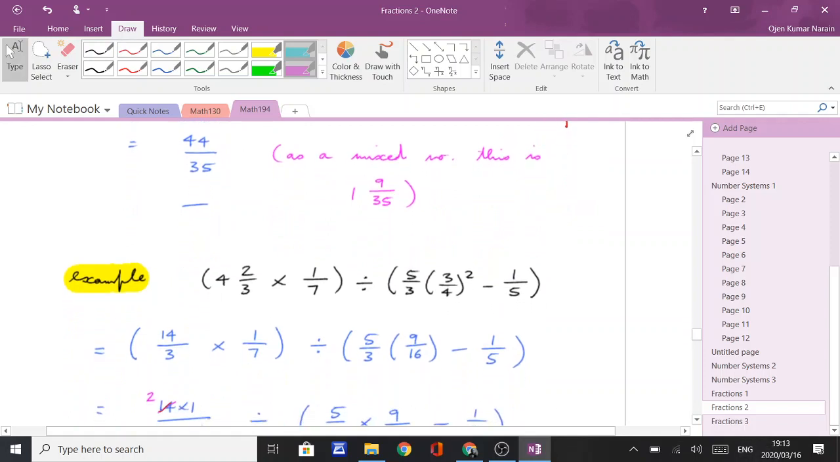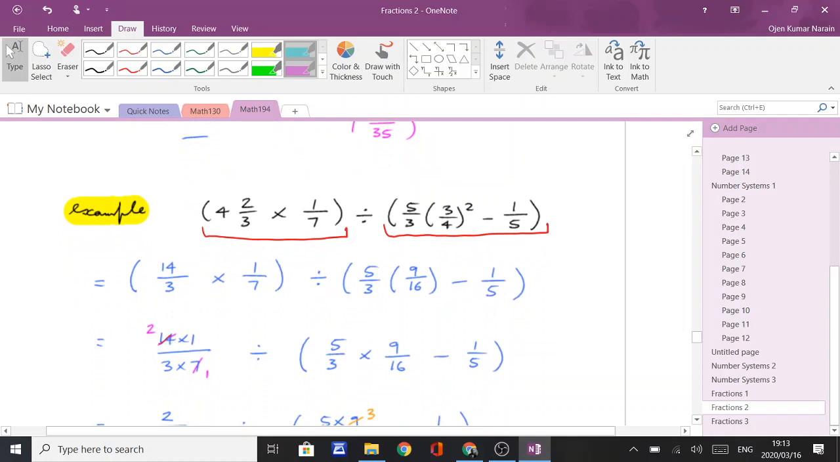So in this problem here, we have two brackets. So we can do them simultaneously. 4 and 2/3, we have to write it as a fraction, which is 4 times 3 plus 2, which is 14 over 3. And 3 over 4 in the second bracket squared is 3 times 3 over 4 times 4. So we have 9 over 16.